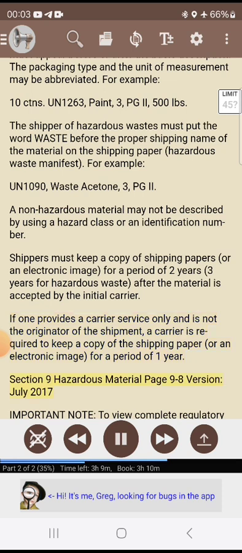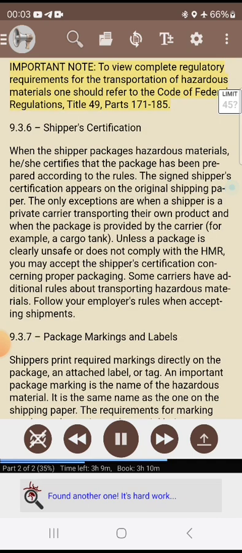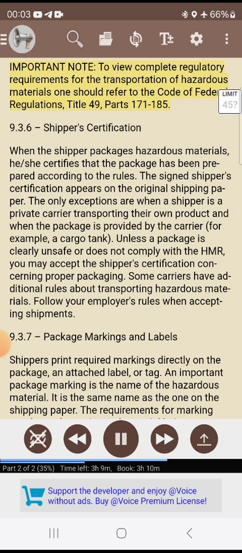Section 9 Hazardous Material page 9-8 version, July 2017. Important note: to view complete regulatory requirements for the transportation of hazardous materials, one should refer to the Code of Federal Regulations, Title 49, Parts 171 to 185.